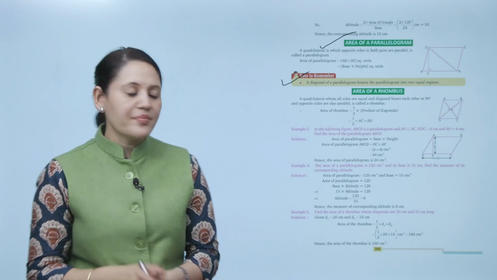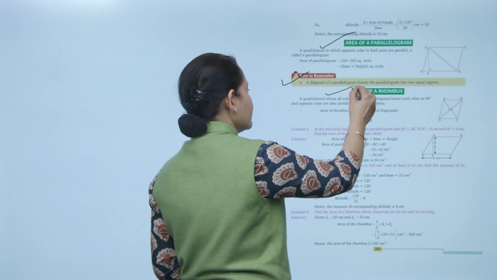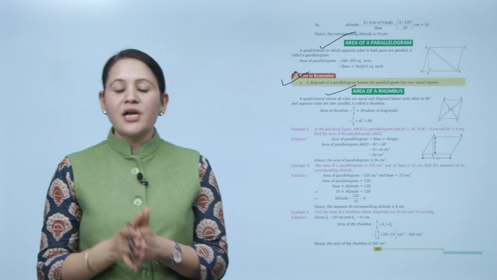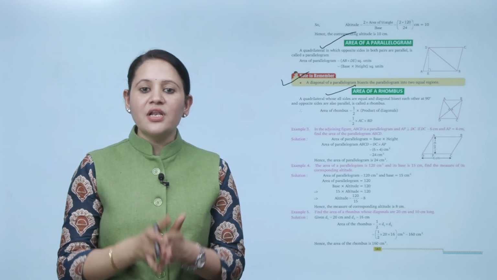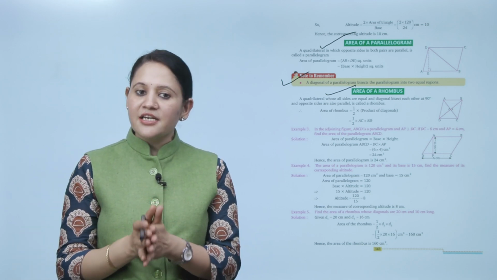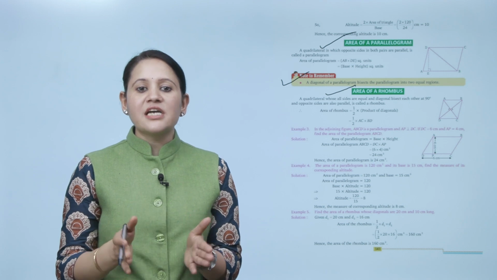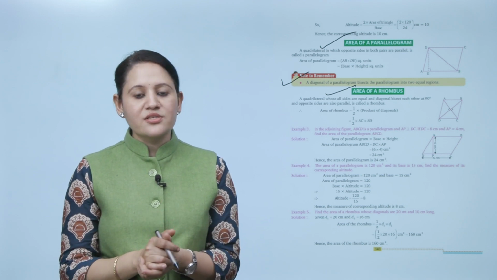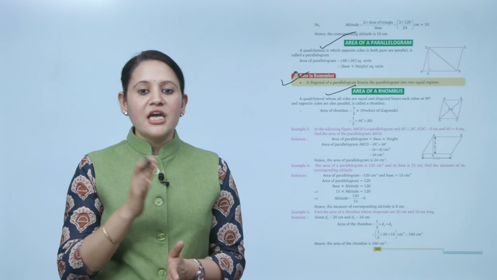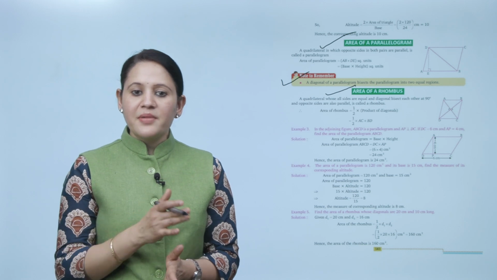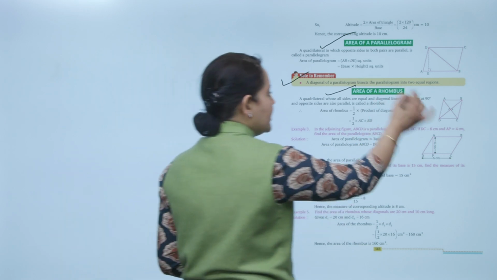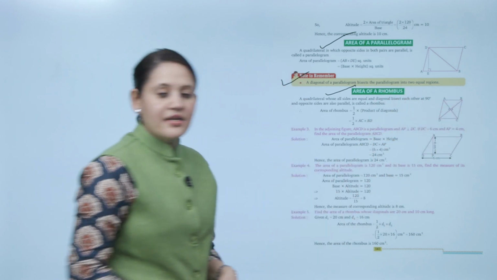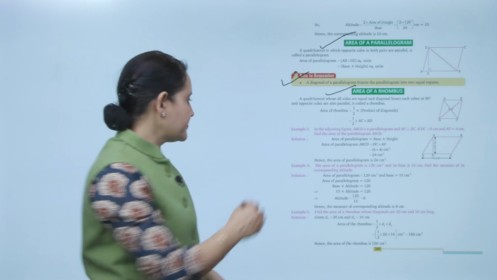Next is area of rhombus. A quadrilateral whose all sides are equal, diagonals bisect each other at 90 degrees, and opposite sides are also parallel, is called a rhombus. So area of rhombus is 1/2 into product of diagonals. Which diagonals are they? AC and BD. Clear? Now we'll take an example.